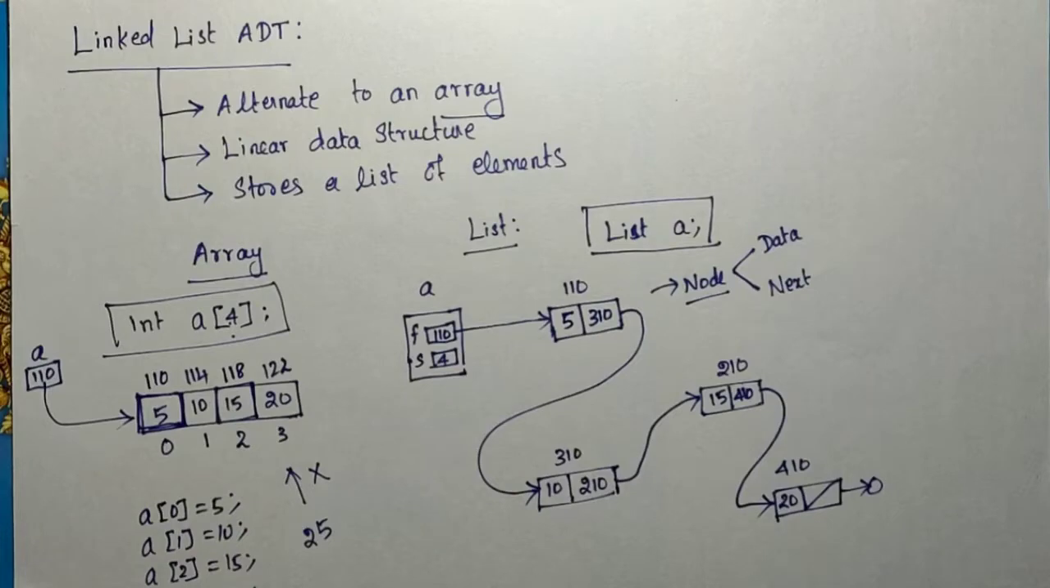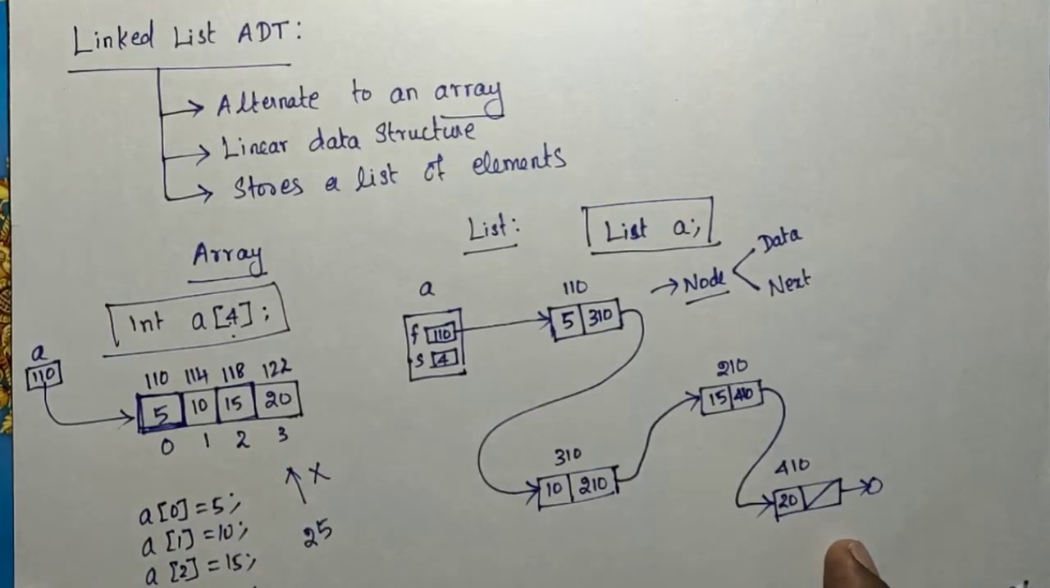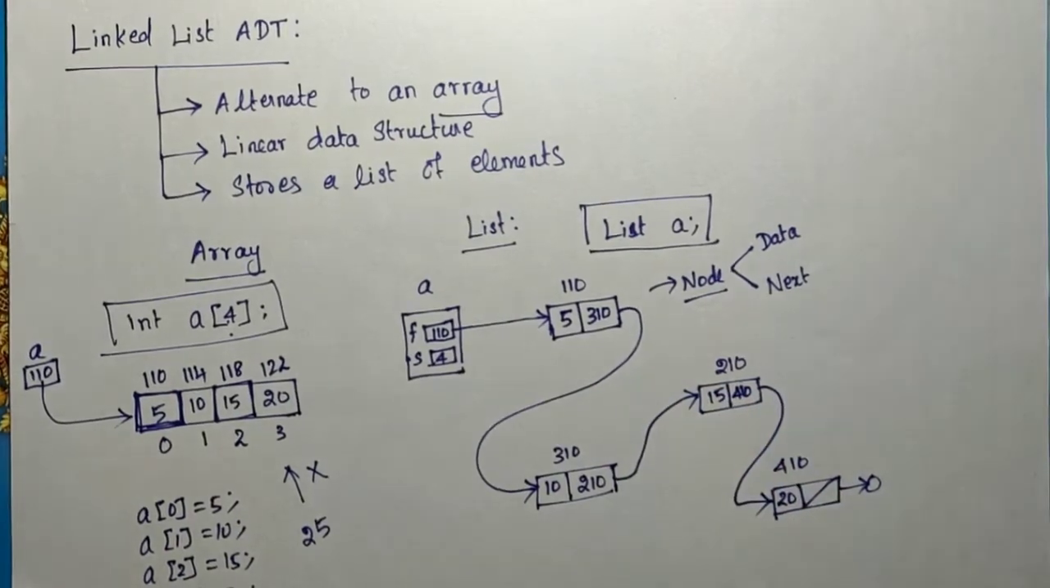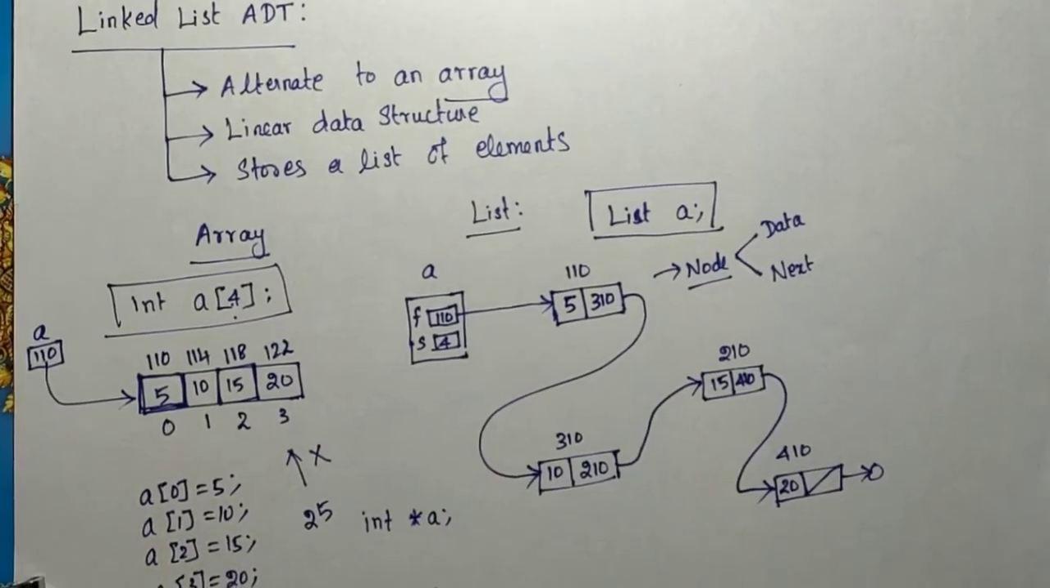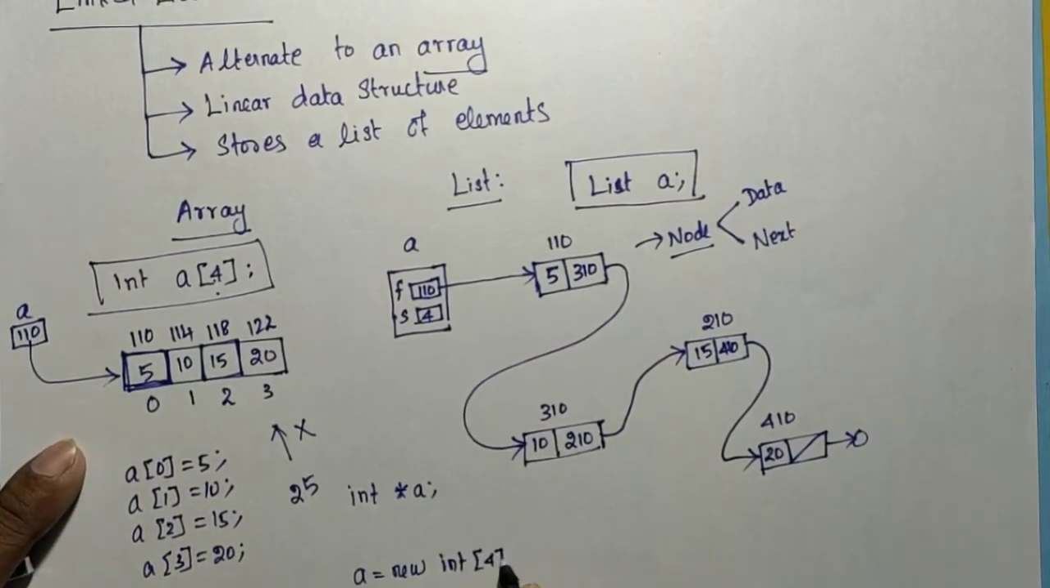So dynamically you cannot increase the size of an array. Similarly, dynamically you cannot delete the element, or delete the memory for that element. But in the list, dynamically you can insert the data, and dynamically you can delete the data, free that element. Okay, you may ask this question: if you are creating dynamic arrays, that is int star a, and then a equal to new int of 4, like that.